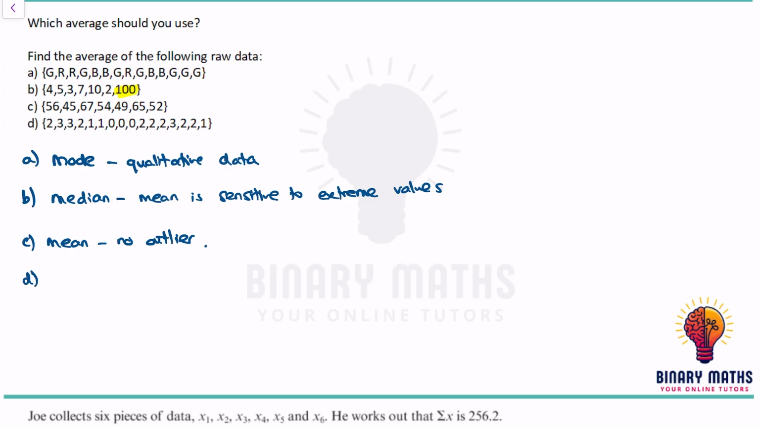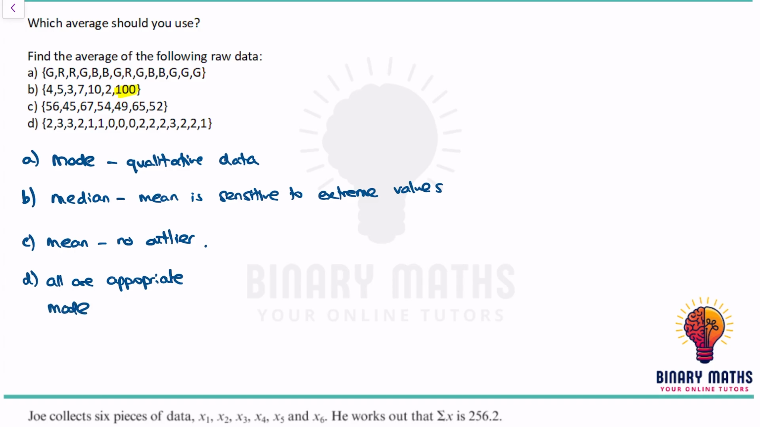D, you can calculate the mode here. There is no extreme value, so mean or even median. So I would say all are appropriate. But if I had to choose one, I'd probably choose mode.